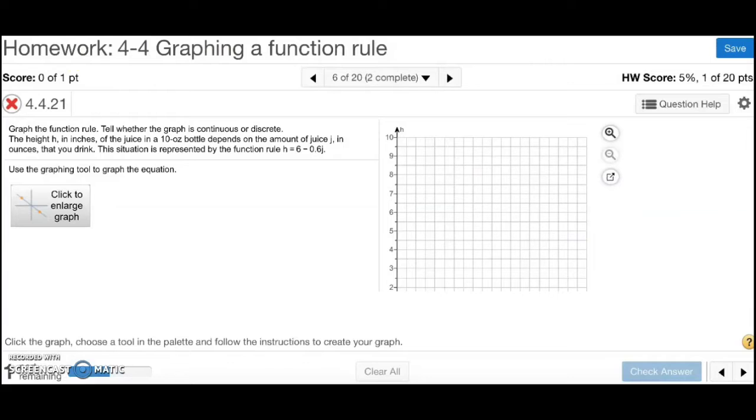Number 6, it says graph the function rule. Tell whether the graph is continuous or discrete. The height h in inches of the juice in a 10-ounce bottle depends on the amount of juice j in ounces that he drank. This situation is represented by the function rule h equals 6 minus 0.6j. So we need to graph it. In order to do that, we got to make a table of values.